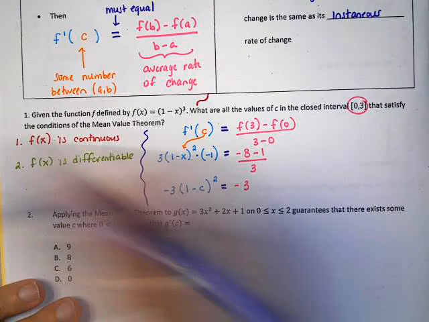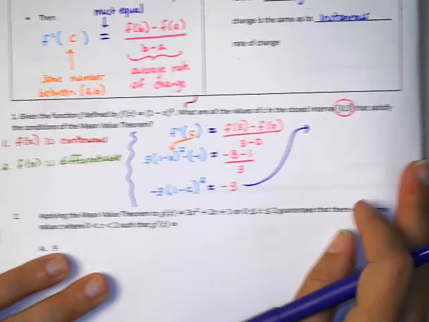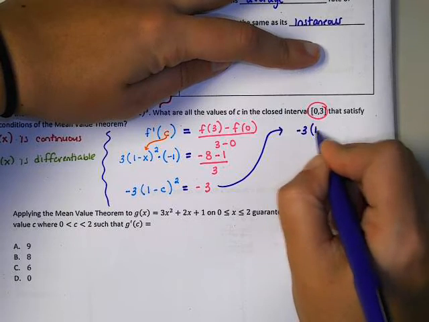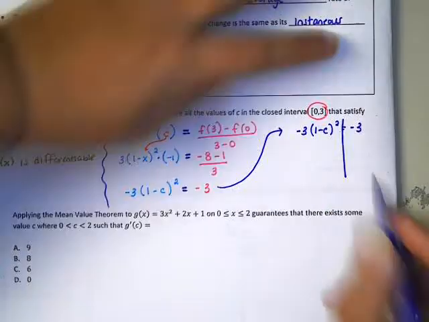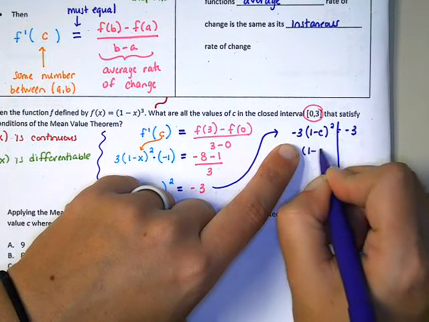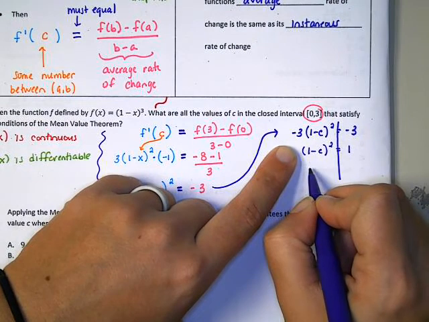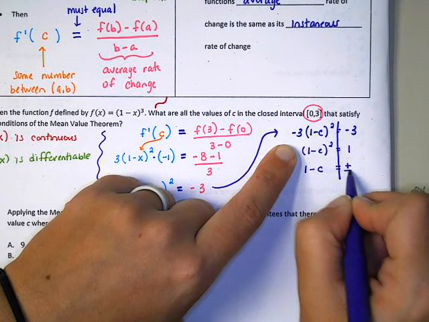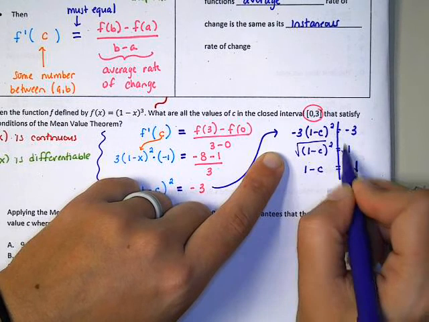Here I've created an equation that is solvable using algebraic techniques that I learned way back in Algebra 1. So I'm going to solve this equation now by just manipulating the function. I would divide by negative 3 on both sides, which means I would have 1 minus c squared equals 1. I would square root both sides, and so I would have 1 minus c equals plus or minus 1, because when I square root, I always get two answers.